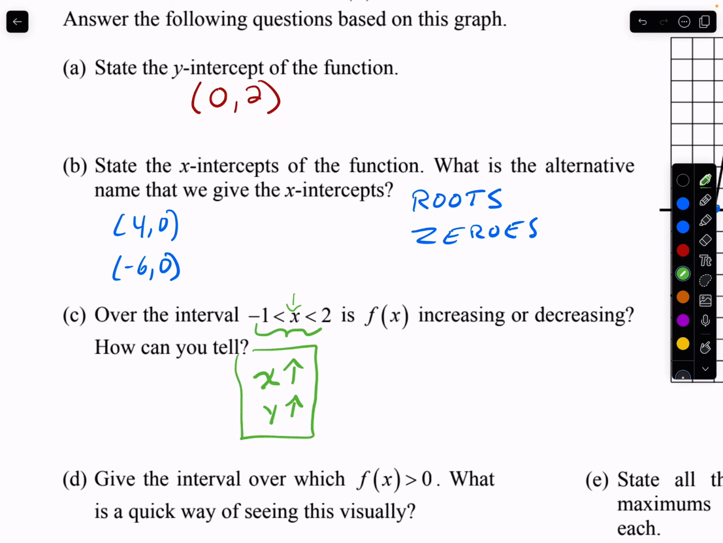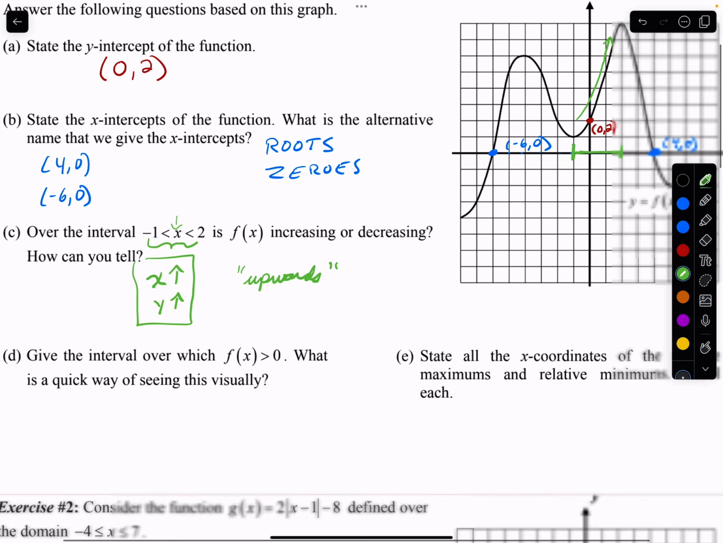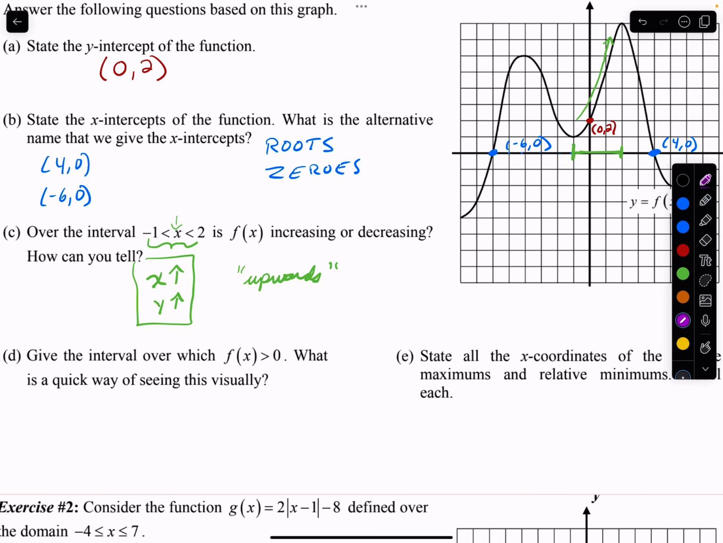You can tell that a function is increasing, or you can think about it as heading upwards. It's not really a good mathematical definition of it, but it's a good way to think about it. Another value, and this is very important for SAT and ACT, you'll see this a lot: where is the function greater than 0? Or I like to think about it as positive, or where the function is above the x-axis.